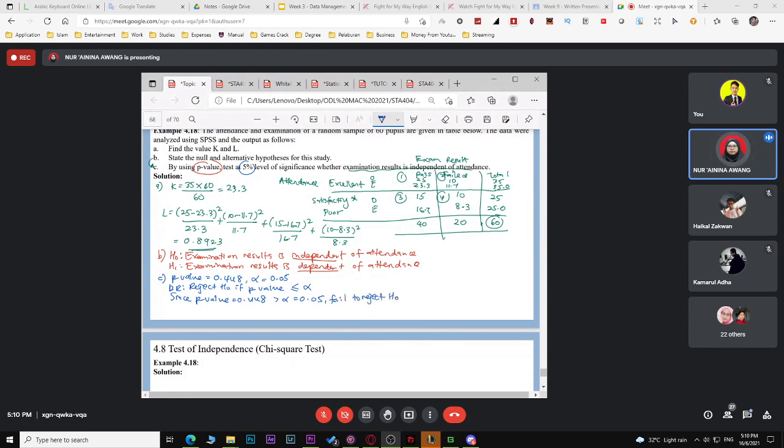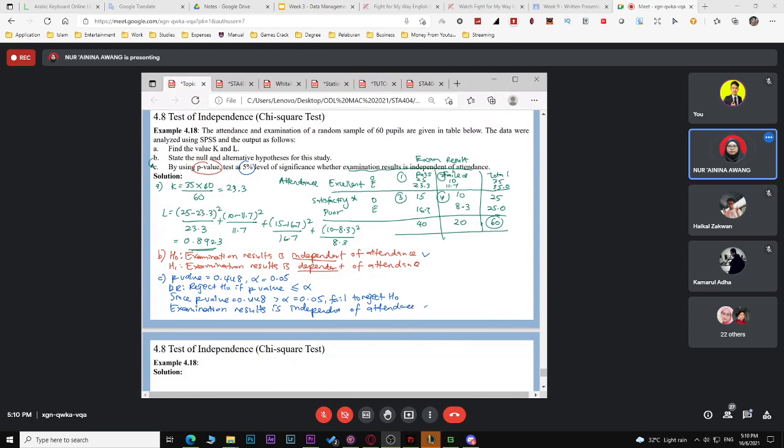Okay. So same as usual, to write your conclusion, since we fail to reject our H0, for the conclusion just write examination result is independent of attendance. Or you can also write, since the question asks whether examination result is independent, you say that there is enough evidence to conclude that examination result is independent of attendance. Okay, either is the same. Examination result is independent of attendance.